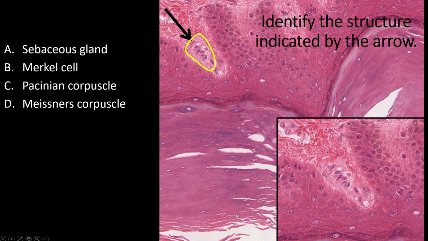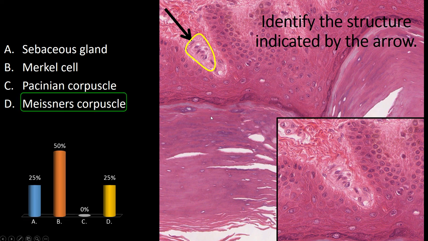I see cornified epithelium here, and I see non-keratinized down here. So this is the epidermis, awesome, and this looks like a dermal papilla sticking up in the epidermis. Well, what sensory receptor is located in the dermal papilla? That's going to be a Meissner's corpuscle, and that's going to be stimulated by light touch. And so Meissner corpuscle is the correct answer.